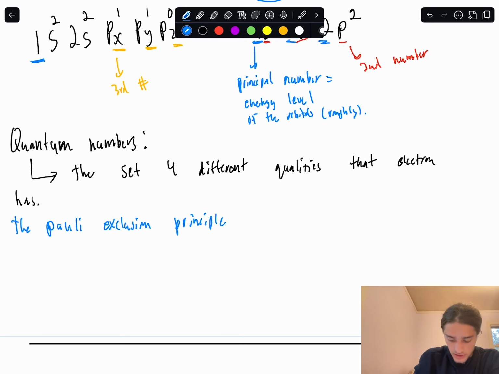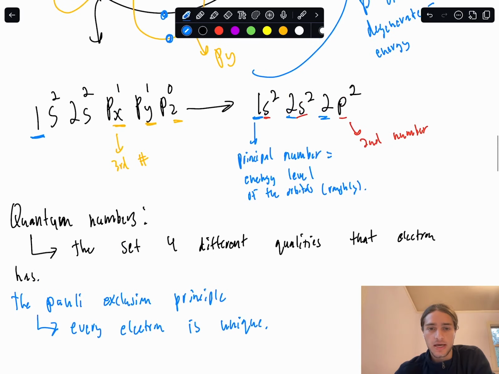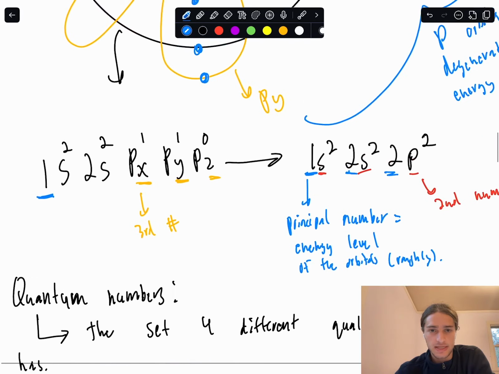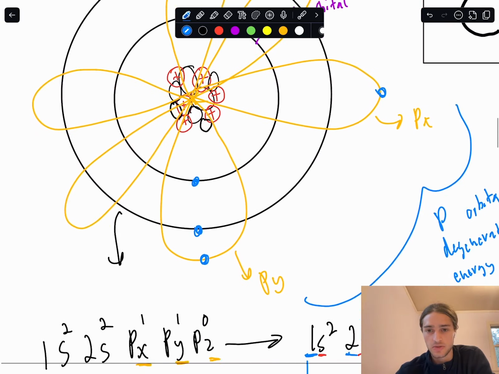Which really just says that every electron in an atom is unique. So the technical definition, what it actually says technically, is that every electron has its own unique set of quantum numbers, which sort of makes sense. It already kind of looks like that's naturally happening, right? You only have up to 2 electrons in each orbital.